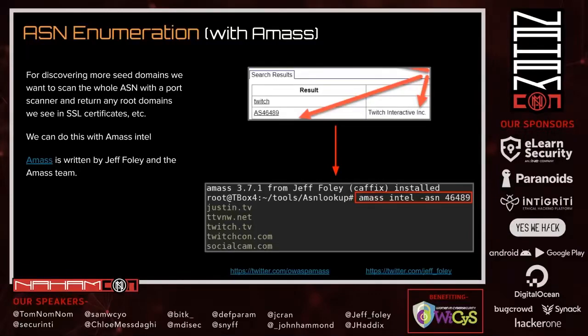So here you can see that inside of a range that we verified as Twitch Interactive's IP space, we now know that they have some stuff that we didn't know about at all. We have Justin.tv, which is the company Twitch used to be. We have TTVNW.net, which I have no idea what that domain really deals with. We have Twitch.tv, which is their main domain. We have TwitchCon.com, which is probably for their conference, and then SocialCam, which I had no idea was related to Twitch. So now we have more seed data to add to our mind map.